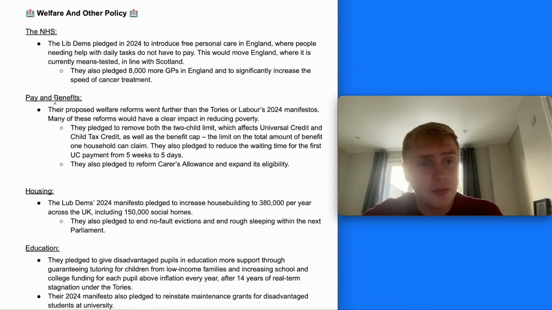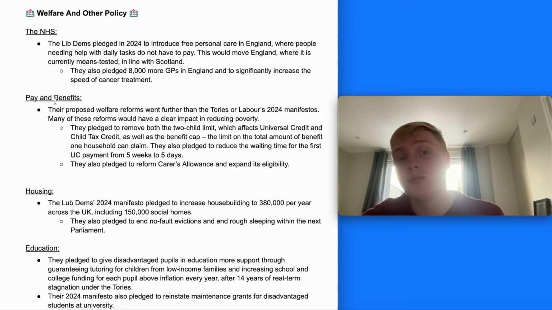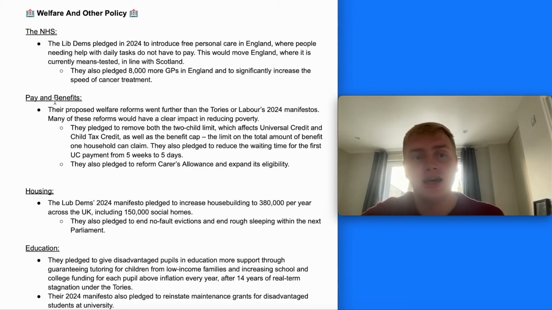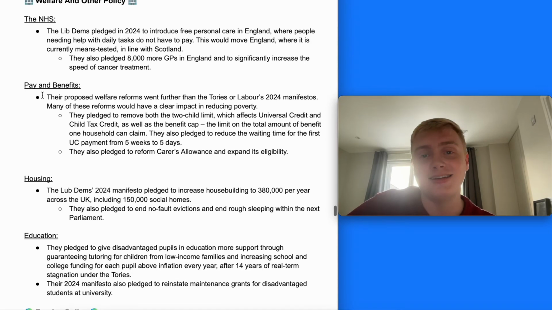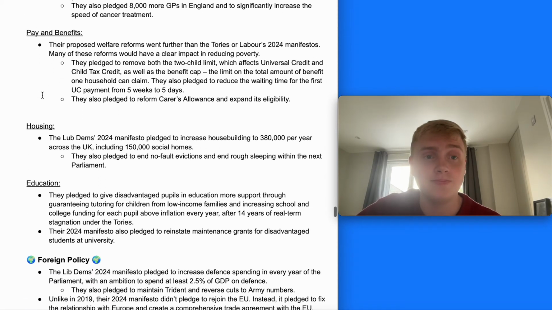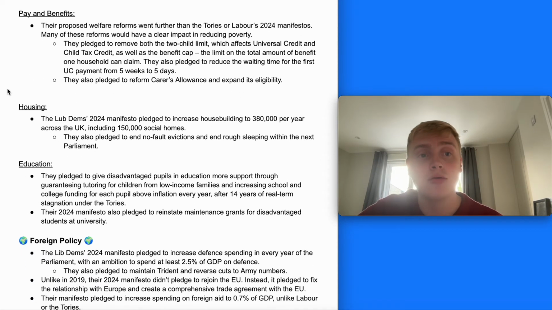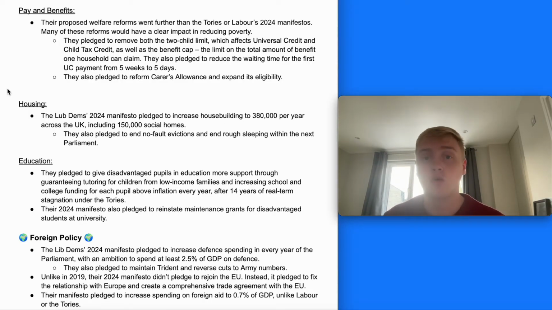On welfare and other policy, in the NHS, the Lib Dems pledged to introduce free personal care in England, where people who need help with daily tasks don't have to pay. This would move England, where it's currently means tested, in line with Scotland. They also pledged 8,000 more GPs in England, and to significantly increase the speed of cancer treatment. On pay and benefits, their proposed welfare reforms went further than the Tories' or Labour's 2024 manifestos.